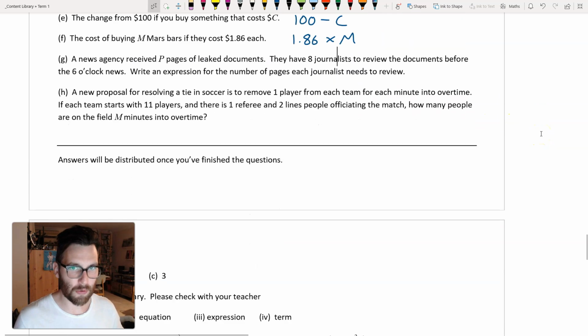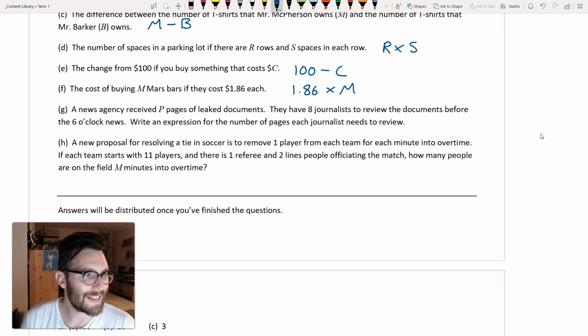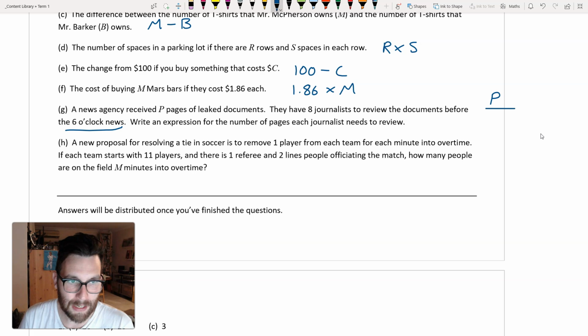The news agency receives P pages of leaked documents. They have 8 journalists to review the documents before the 6 o'clock news. This is actually a good example of where distractors might be thrown in. The 6 o'clock news isn't relevant to the question. It's just part of the narrative of it. So if we want an expression for the number of pages each journalist needs to review, we've got P pages in total, and we're going to split that up between 8 journalists. So P divided by 8 is what we're looking for in that one.